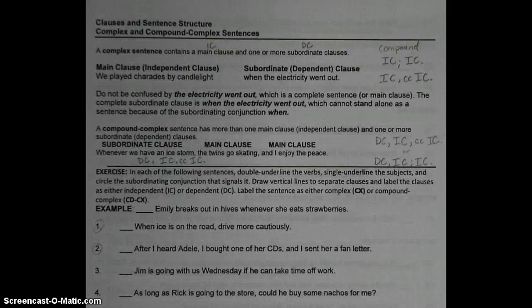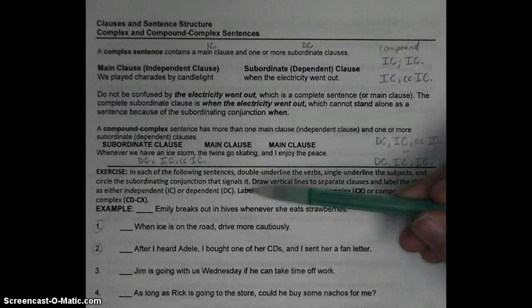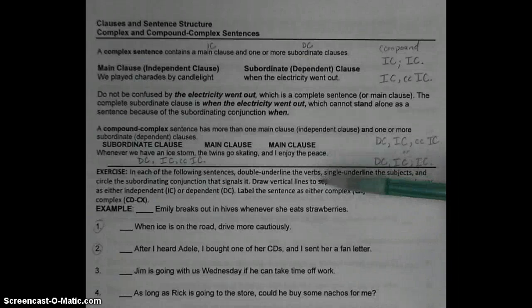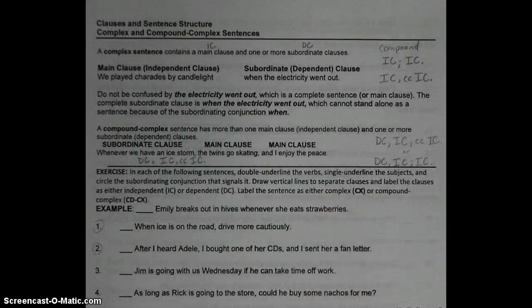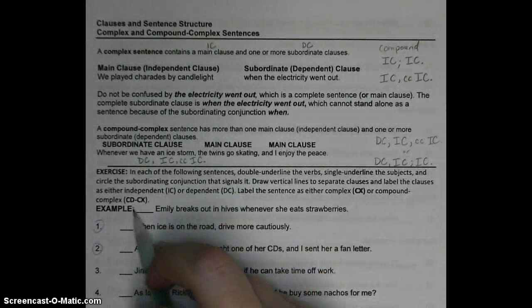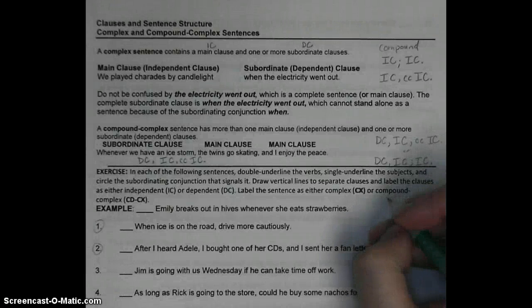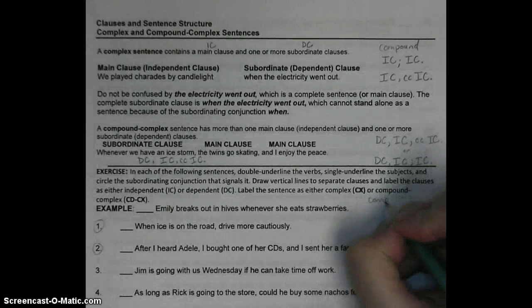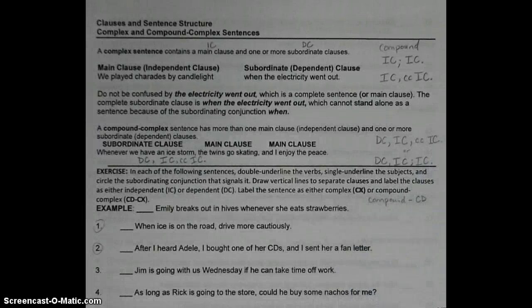So we're going to double underline the verbs and single underline the subjects. We're going to circle the subordinating conjunction. We're going to draw vertical lines to separate clauses and label them as either independent or dependent. And then in this little blank, we're going to label the sentence complex, CX, or compound complex, CD, CX. Okay? Let's take a look. I think there's also going to be some just compound sentences in here, so I'm going to say that in the key, compound would be this.